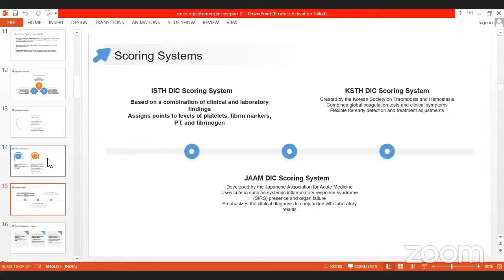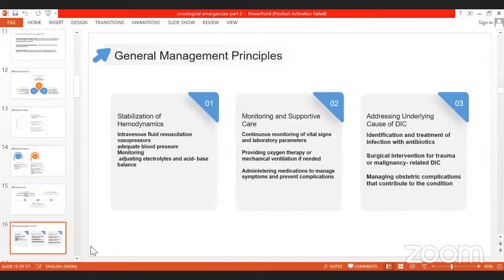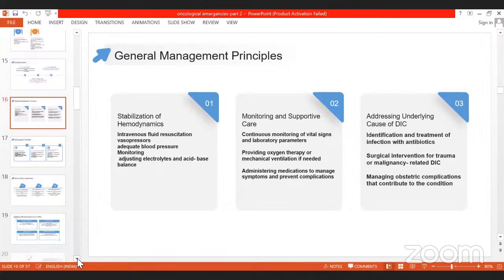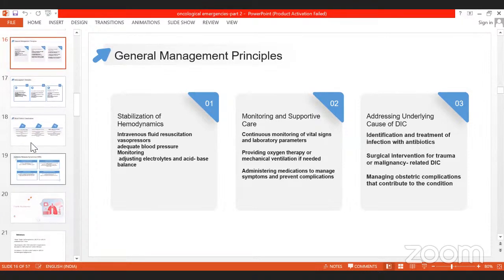And we also have the Korean and the Japanese scoring systems. In the Japanese scoring system, generally they use the systemic inflammatory response syndrome score, that is SIRS, and organ failure, in addition to the other brief scoring parameters of the international one. And the general management principles we see are hemodynamic stabilization, monitoring and supportive care, and addressing the underlying cause of the DIC.